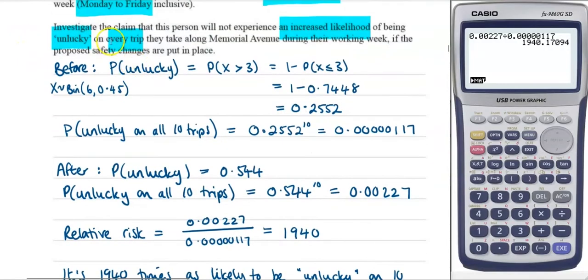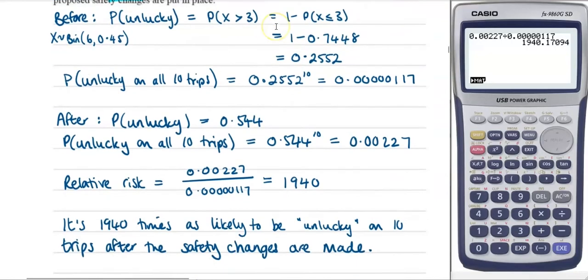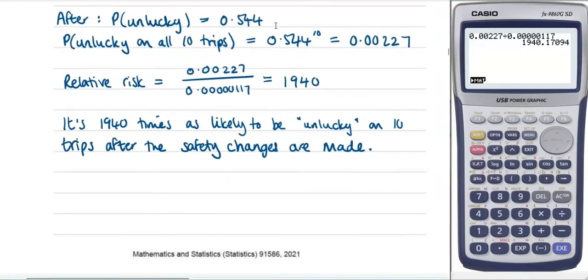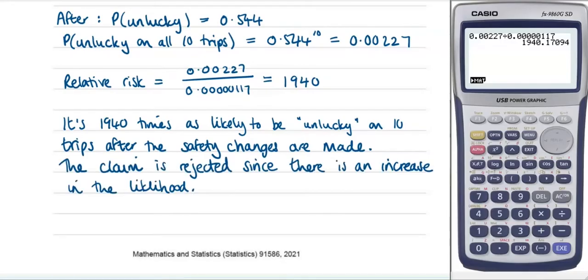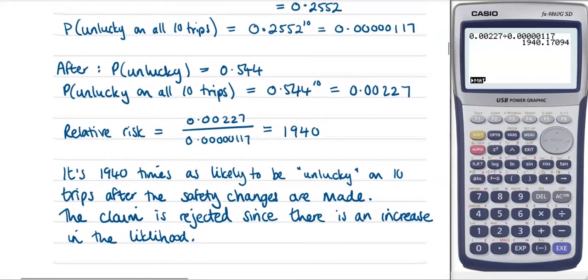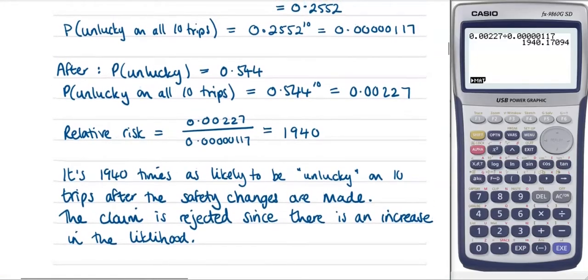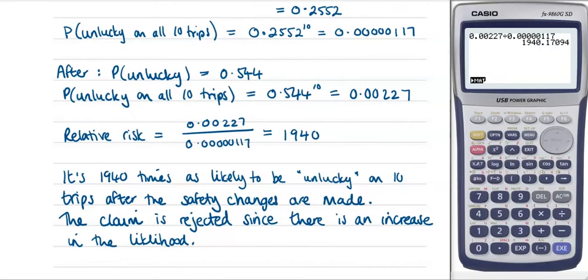And then just go back to the question and check we have answered it. So investigate the claim that they won't experience an increased likelihood. Now we need to make a judgment against that claim. So we would reject that claim. Now, as it turned out for this question, they did accept an alternative sort of judgment being made.